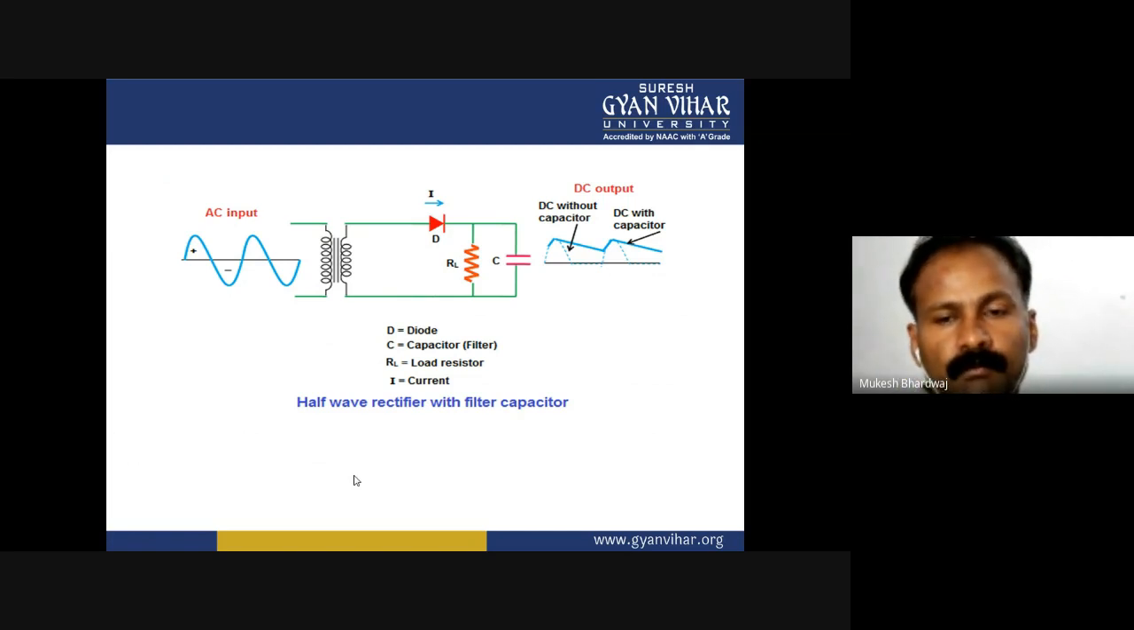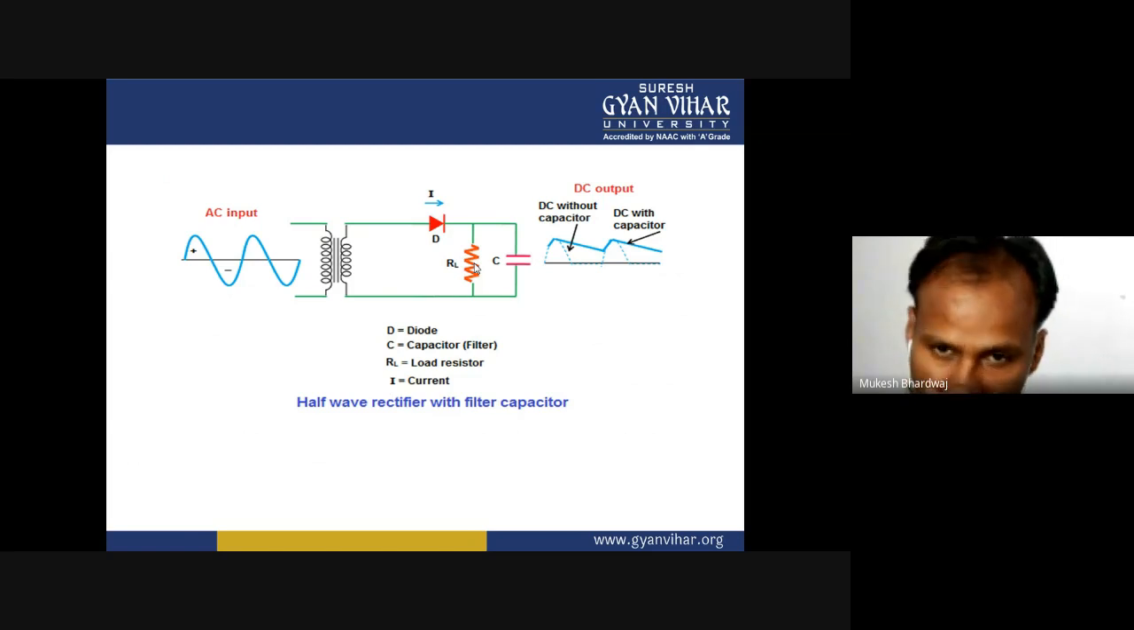So, as we just put a capacitor in parallel to the load resistance, the output which we get through the load resistance is less pulsating and it is filtered out through the capacitor.